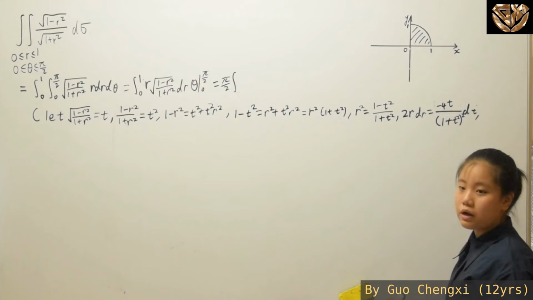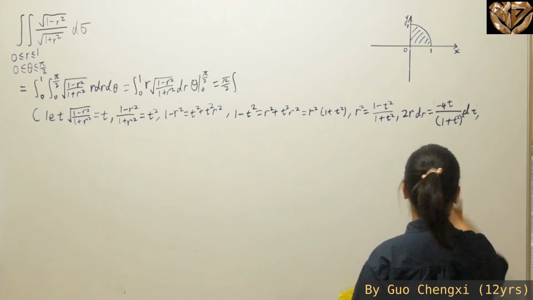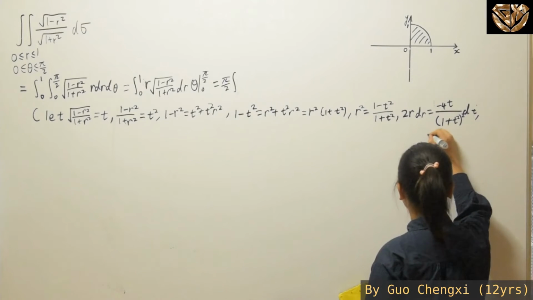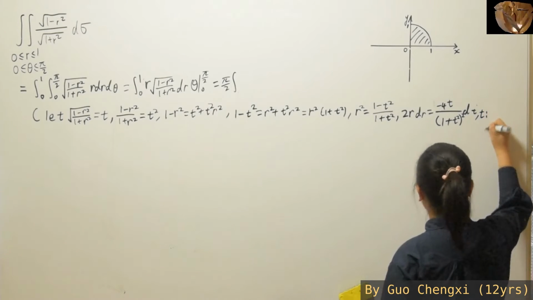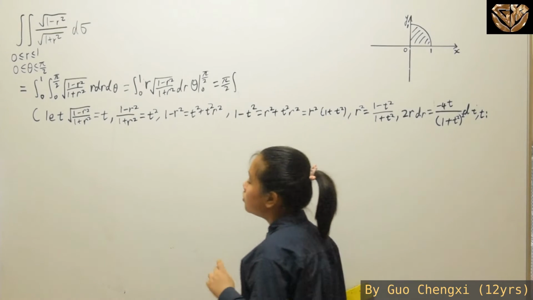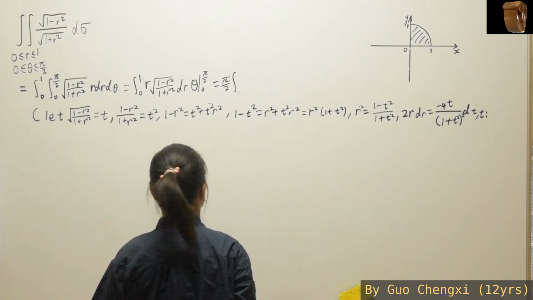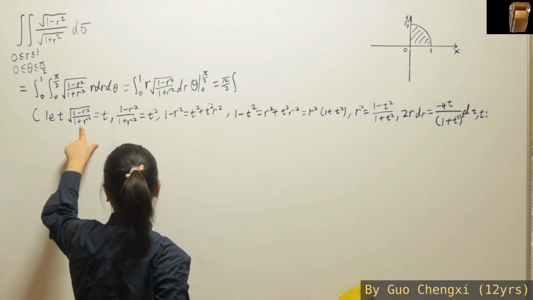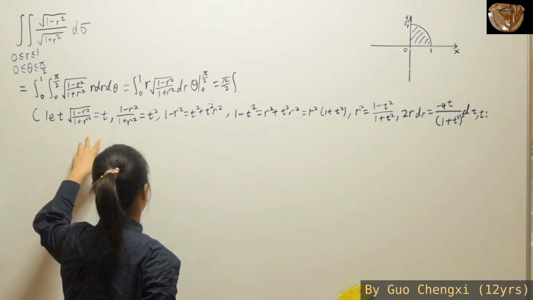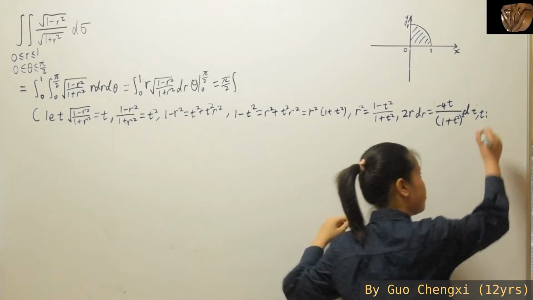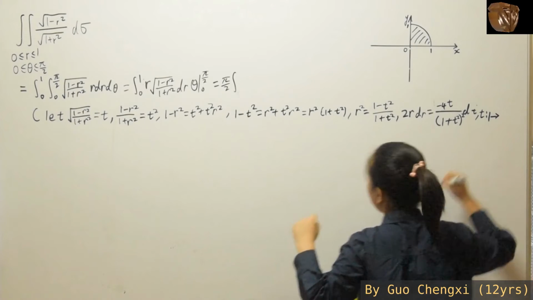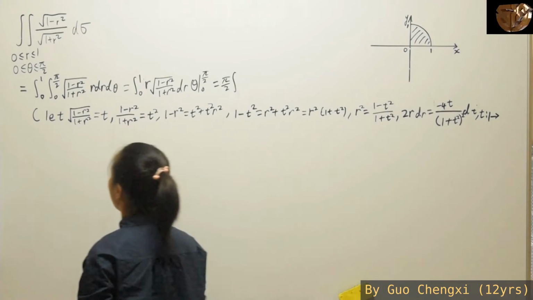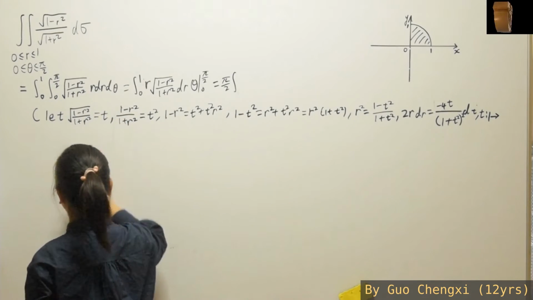what is the boundary for t? So t's boundary would be, when r approaches 0, if you sub it in for this part, if r is equal to 0, t will be square root of 1 over 1, which means that t will be 1. And when r is approaching 1, it will become 0 over 2, which will end up with a 0.